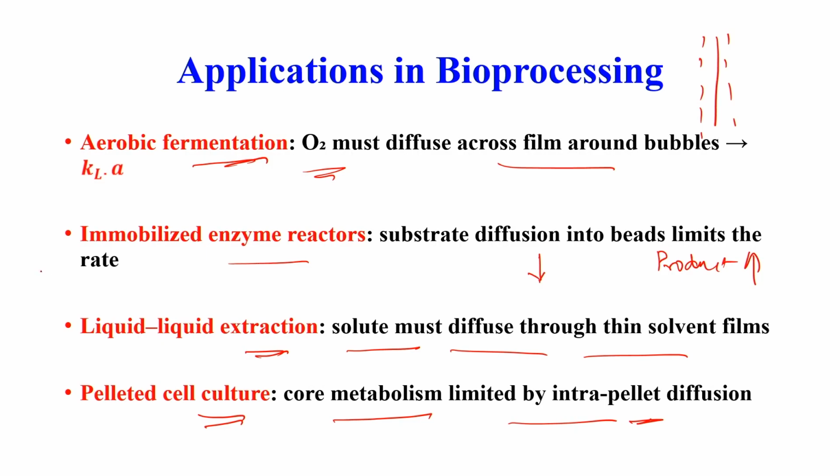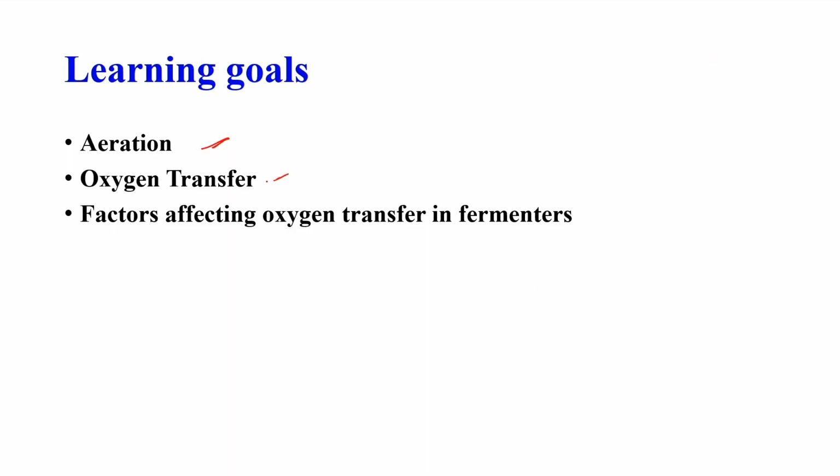In immobilized enzyme catalysis, partly we have discussed in the applied enzyme catalysis module. Here we are mostly going to discuss aerobic fermentation, and our focus will be on the aeration as well as agitation or mixing. So, today we are going to see what is aeration, then how oxygen transfer takes place from air to the cell, and then what are the factors affecting the oxygen transfer.